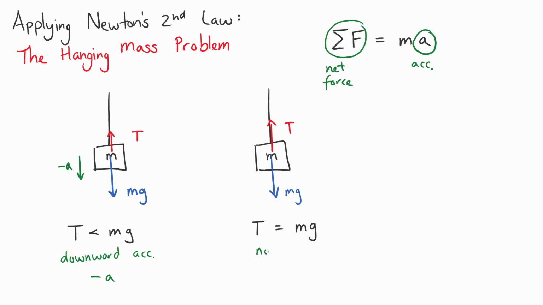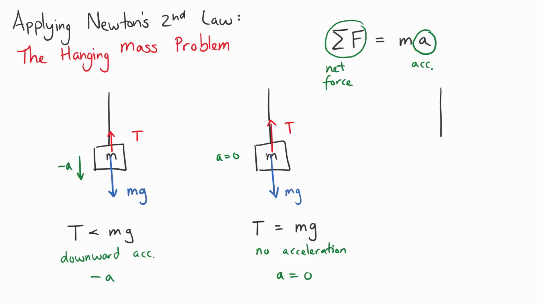In this case, there would be no acceleration. The acceleration would be equal to zero. The two forces would balance out. There would be no net force. And if the net force is zero, the acceleration has to be zero.